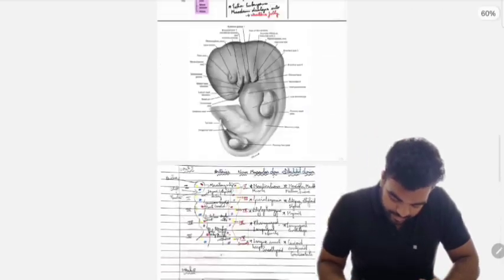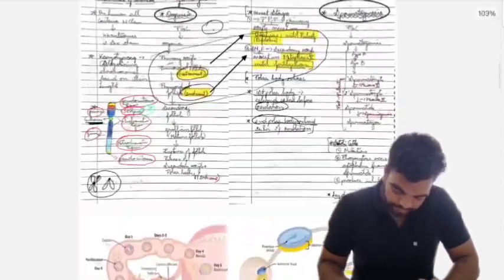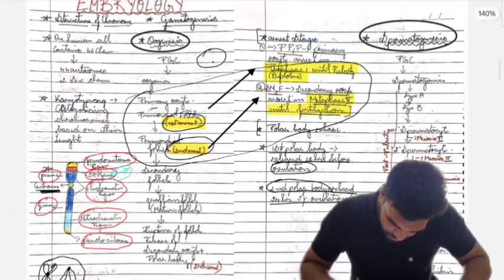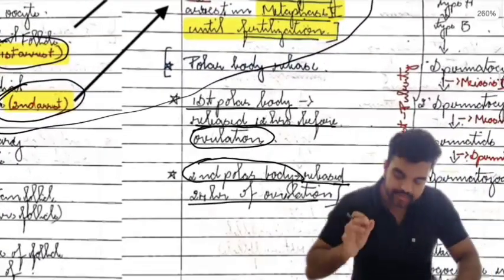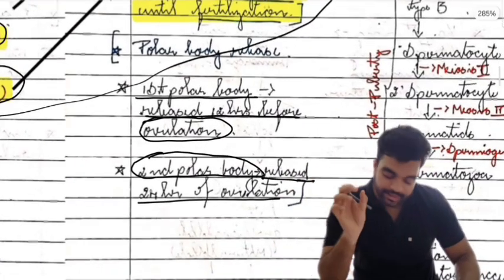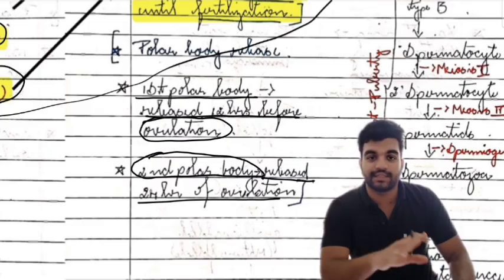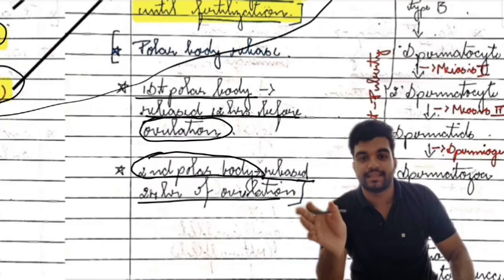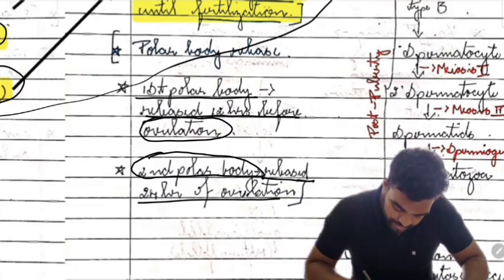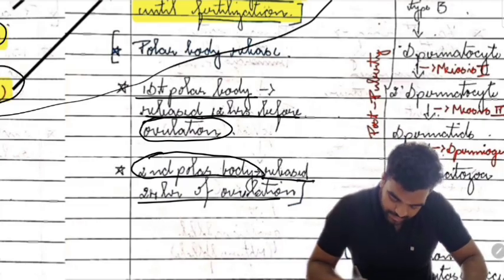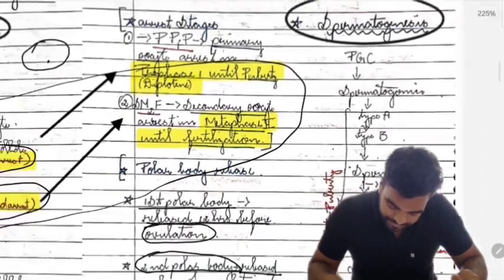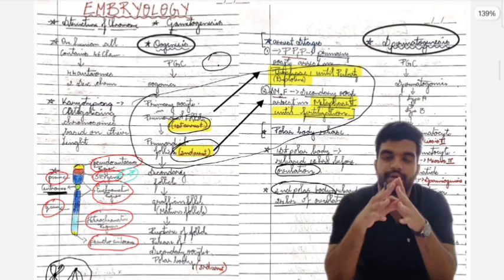Now you got to know the stage or the arrest where the oocyte occurs, right? So let us discuss the polar bodies that are released in oogenesis. The first polar body is released 12 hours before ovulation. The second polar body is released 24 hours after ovulation. This is all you need to remember about oogenesis.